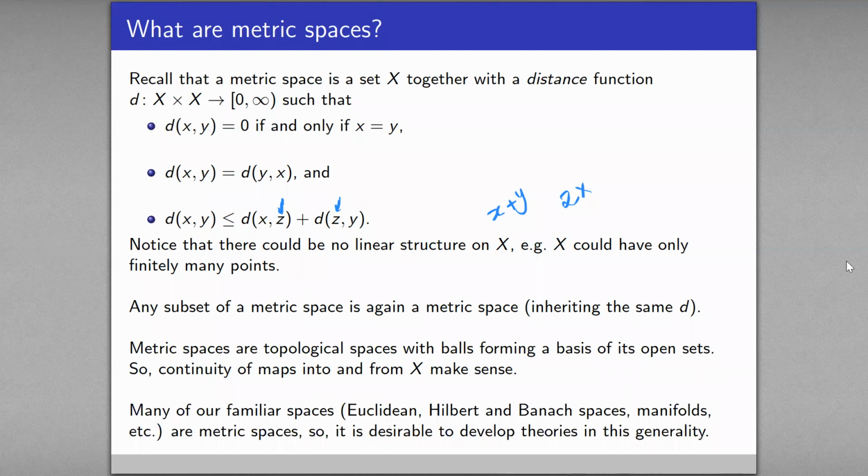Many of our familiar spaces, Euclidean spaces, Hilbert spaces, Banach spaces, manifolds, sub-Riemannian manifolds, and any subsets of them are examples of metric spaces. So it is very desirable to have something proven in the generality of metric spaces, so that first, it applies to all these special cases, and number two, we can appreciate what is being used in a certain theorem, or what a particular theory depends on really.